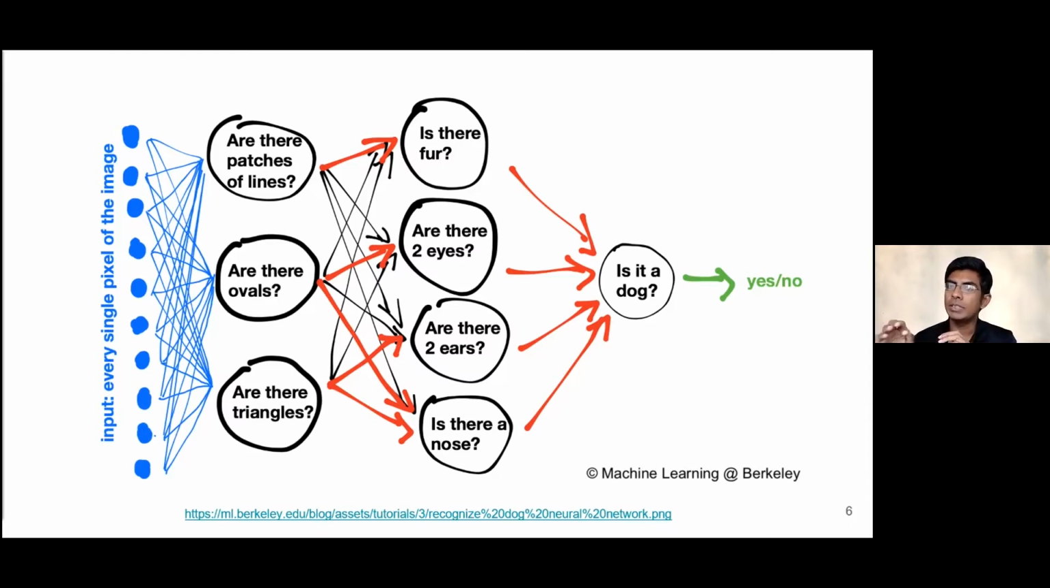Then it goes through a series of decisions. At each layer, it's making a decision and moving on to the next layer. So are there patches of lines? Are there ovals? Are there triangles? Based on yes or no, it moves on to the next step. So as you can see, in each step, it's trying to narrow down the answer to the ultimate question. Is it a dog? Yes or no? So this is a simple machine learning model to identify whether a given image contains a dog or no.